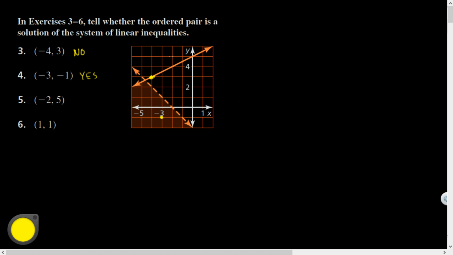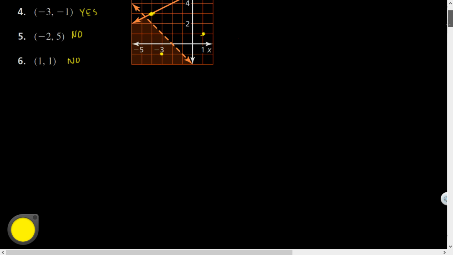-2, 5 is actually a solution for neither. So definitely not a solution for the system. And then 1, 1, I think, is a solution of just the solid one. My shading on this doesn't show up the best, but you got no. Why am I writing yes when I'm saying no? There we go. All right.